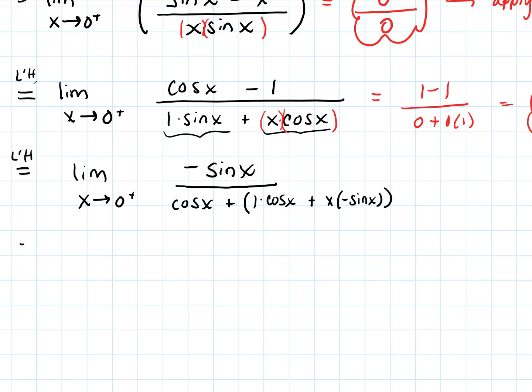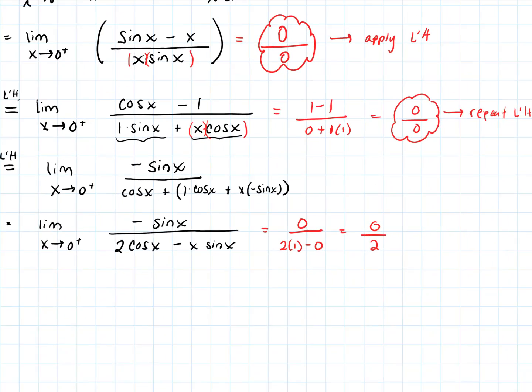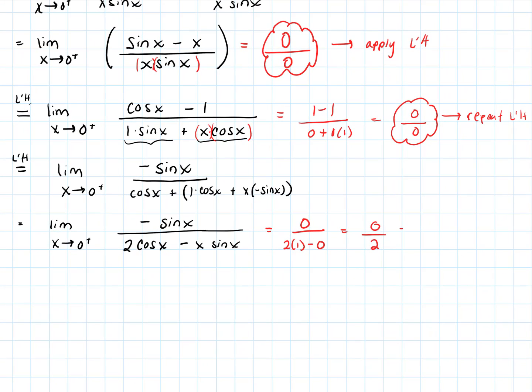All right, let's continue. Before I evaluate this, let's simplify that just a little bit. We've got minus sine of x on the top. On the bottom, we end up with 2 cosine of x, because we have cosine of x plus cosine of x, minus x sine of x. And now I can, once again, see what we get when we evaluate this. So we get 0 on the top. On the bottom, we get 2 times 1 minus 0. So we get 0 divided by 2. 0 divided by 2 is not indeterminate. 0 divided by 2 is determinate. That is actually equal to 0.